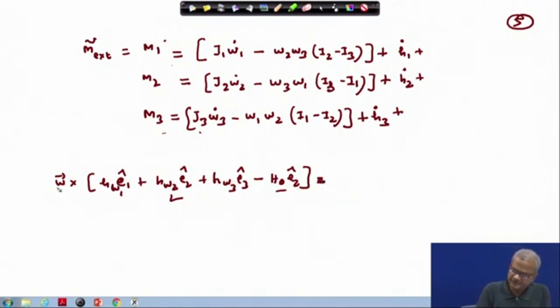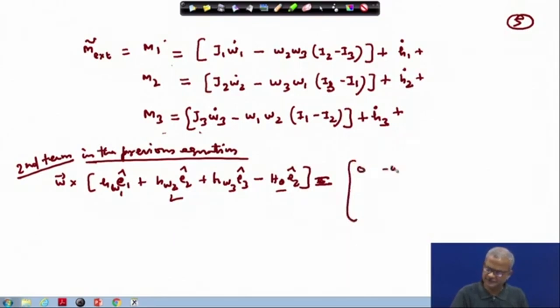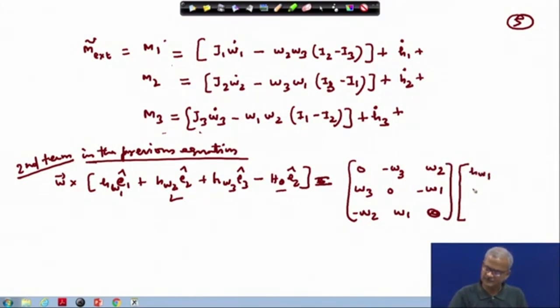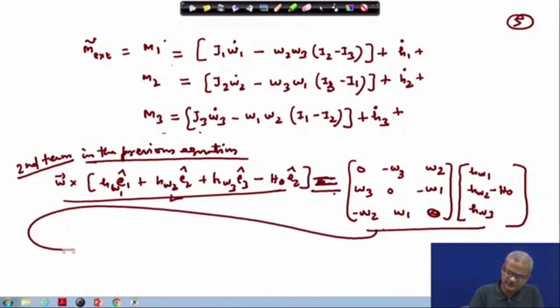so we are looking at the second term in the previous equation. This term can then be reduced to omega cross, which you already know will be written as the skew-symmetric matrix: 0, minus omega 3, omega 2; omega 3, 0, minus omega 1; minus omega 2, omega 1, and then 0 in this place. This will operate on this vector: h_w1, then h_w2 minus h0, and h_w3. So, this part is equivalent to this in the matrix format. From this place it is easy to write it like this, and therefore I am writing this way.